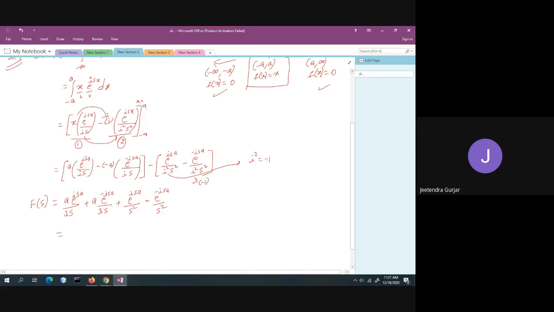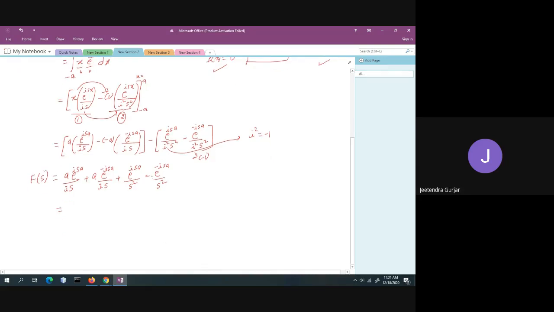Even if practice is not there, even I will make such mistakes, so you should be careful. Is there any step missing or anything wrong? Just check once again. Now we see these common parts, I will take them outside. In this I can take a upon i s outside, so you can see this is e raised to i s a plus e raised to minus i s a. Here I can see plus 1 upon s square is common, so I will take out 1 upon s square. e raised to i s a minus e raised to minus i s a is there.